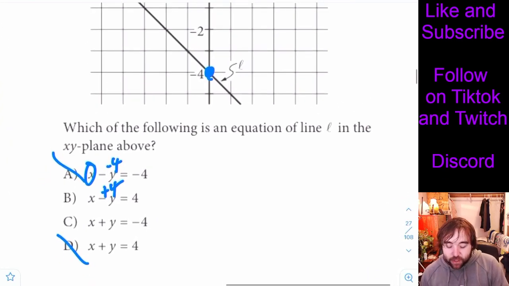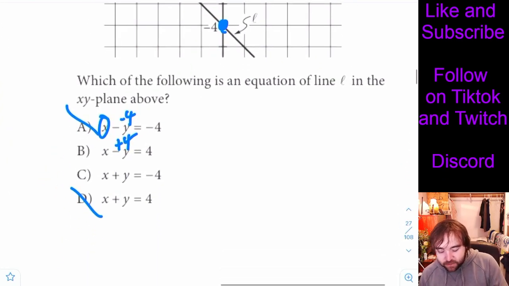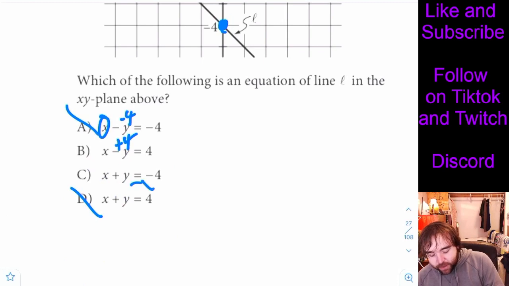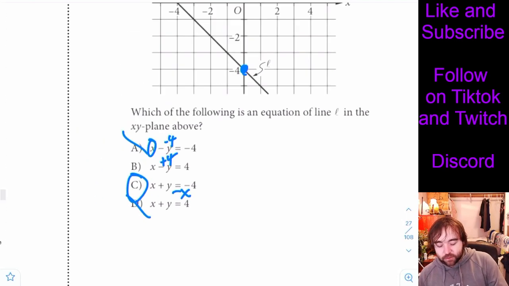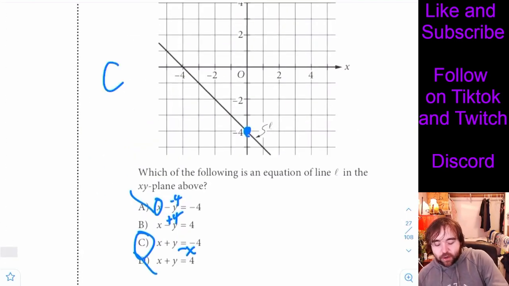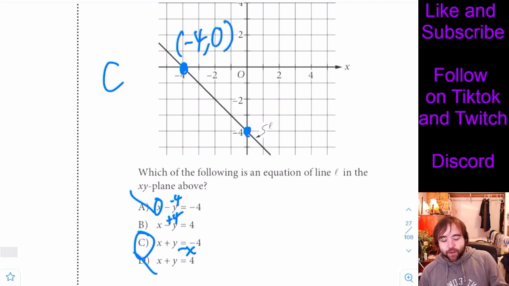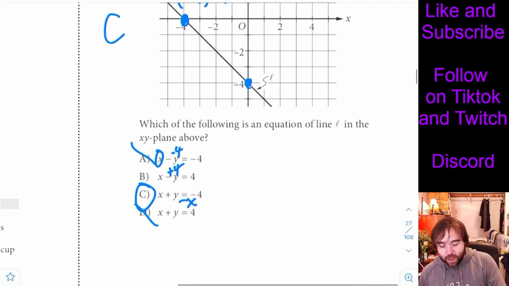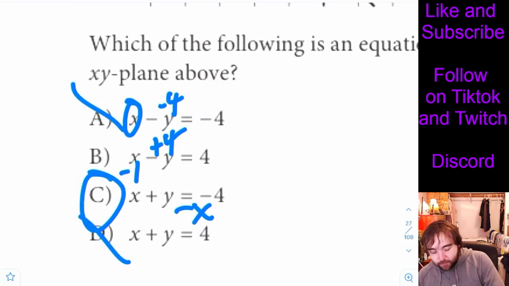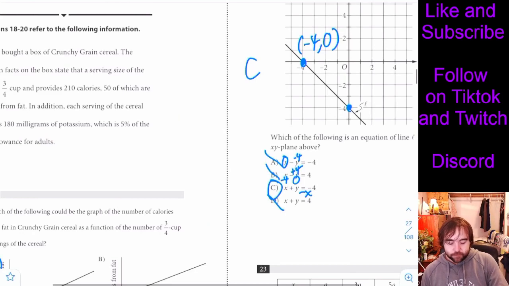And then what I would do here is I would think about the slope. We need a negative slope and see how with C, if we subtract the x to the other side, we're going to get a negative slope. Versus B, we would get a positive slope. So then it would have to be C. Alternatively, you could plug in this, that when you plug in x equals negative 4, y would have to be 0. And you could see that that does not work for B. So then it would have to be C.